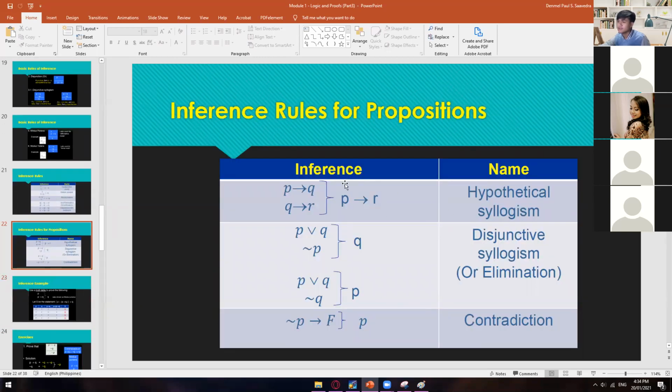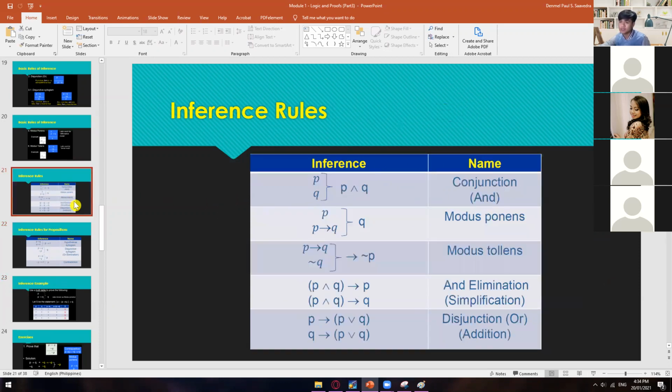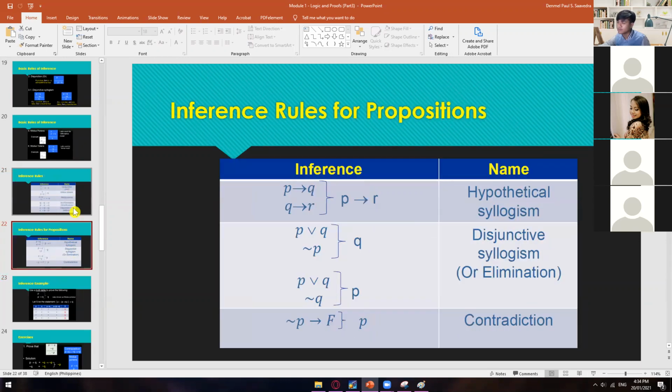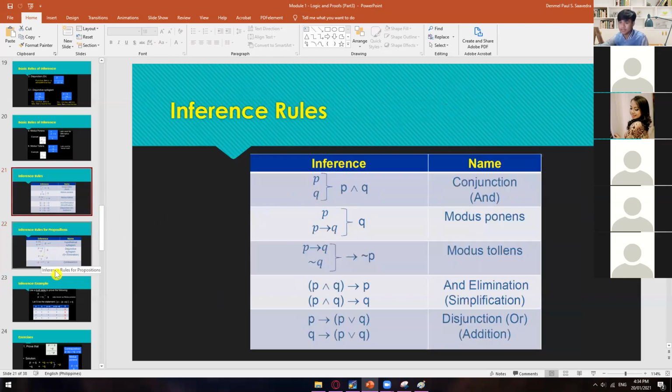All right, so that's it for the summary of inference rules for propositions. Do you guys have any clarification regarding this one? Since you have your copy of this inference rule summary with you, I guess you won't have a hard time answering your secret, since you don't need to memorize those tables or rules anymore.